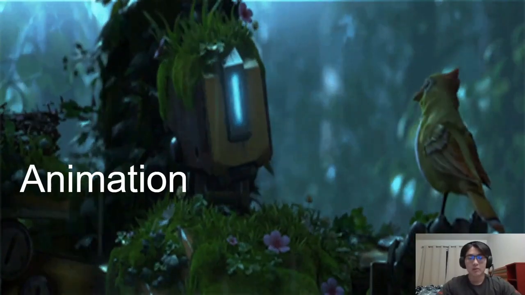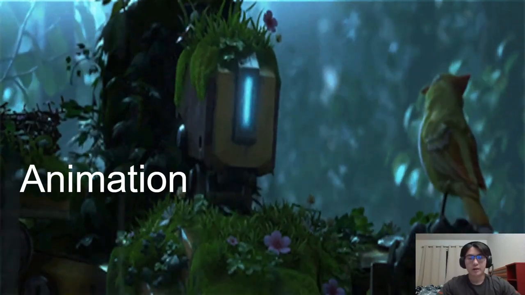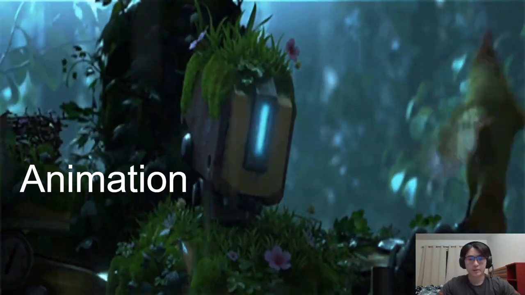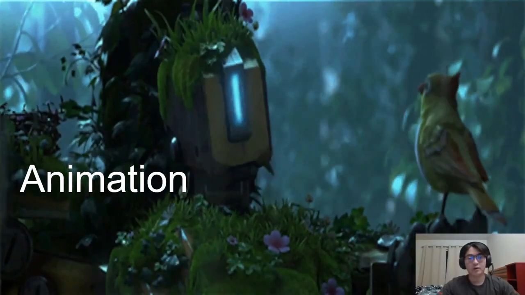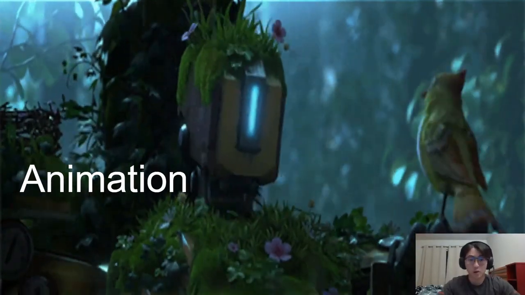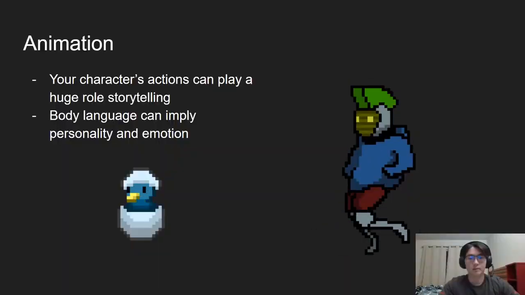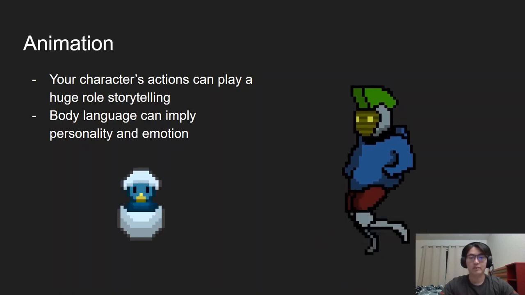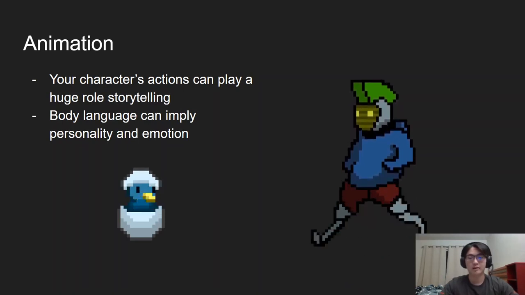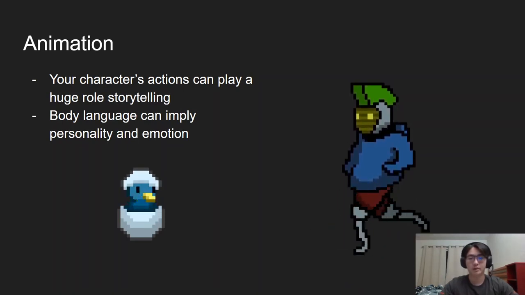Now, moving on from that, usually character design is not just limited to, for example, concept art or just art in general. What you can't achieve in visuals, you can achieve through motion, and this is where animation comes in. Through animation, you can have your character use body language in order to imply different personalities and emotion, and this helps play a huge role in storytelling.